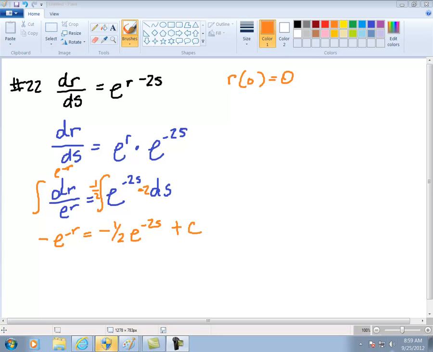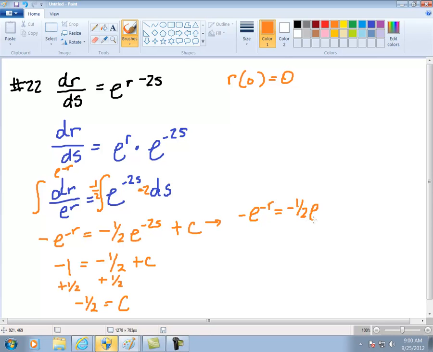Okay, so now I can plug in my r and s and figure out what c is. They're both going to be 0, so this is negative e to the 0, which is just 1, so this is -1, equal to -1/2 times e to the 0, which is 1, plus c. And now to solve for c, I can add 1/2 to each side, and I get that c equals -1/2. And now I can rewrite this as minus e to the minus r equal to -1/2 e to the minus 2s minus 1/2. And now notice everything's negative, so I'm just going to get rid of my negative sign.